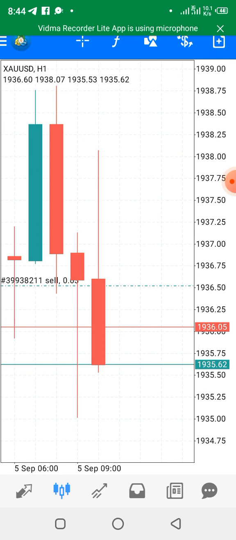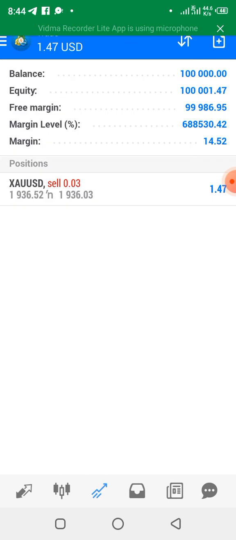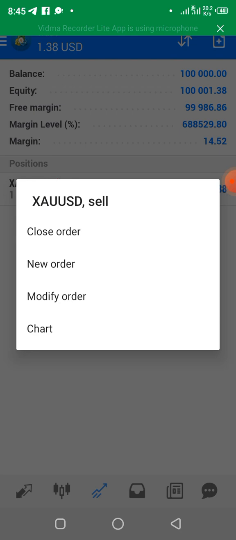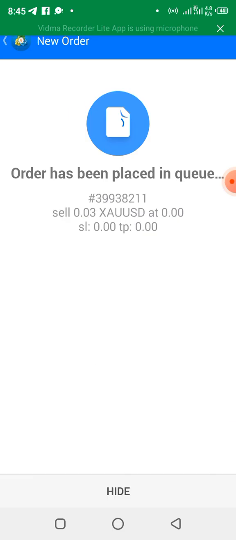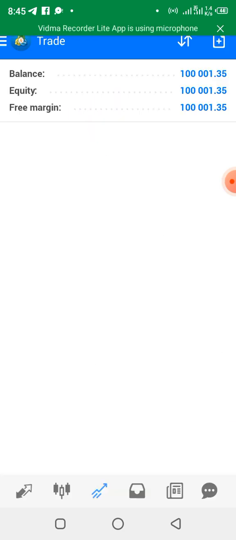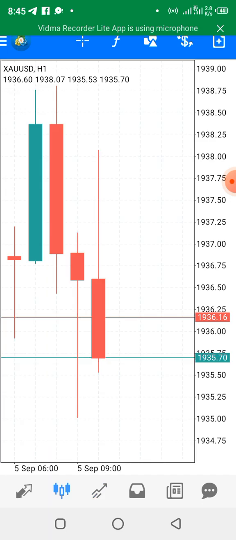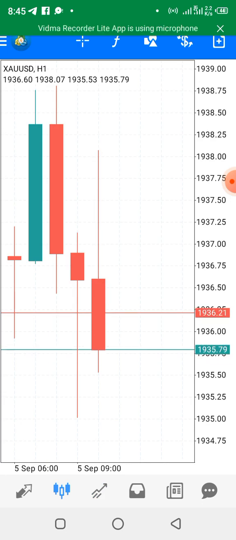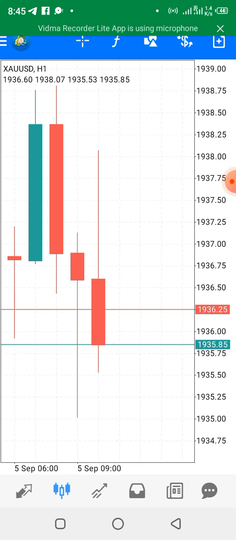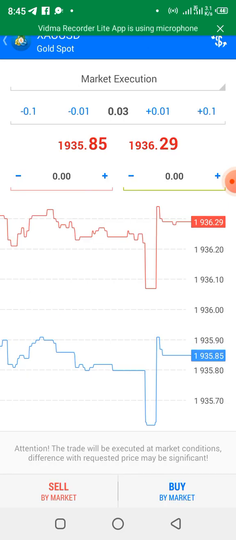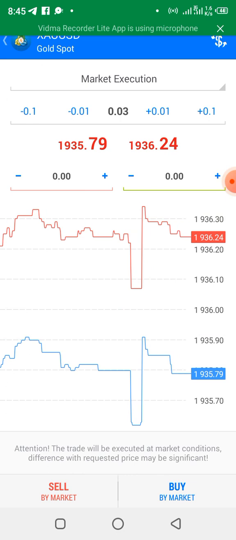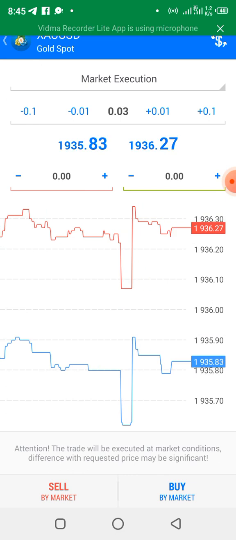Okay, I already took one sell on this demo account. Let me just close it. I installed this demo to make this video because I know I'll be taking trades, so I wouldn't want to do that with my real accounts. All right, so this green line is your current market price. So if you are selling, you just press sell. If you're buying, you just press buy.